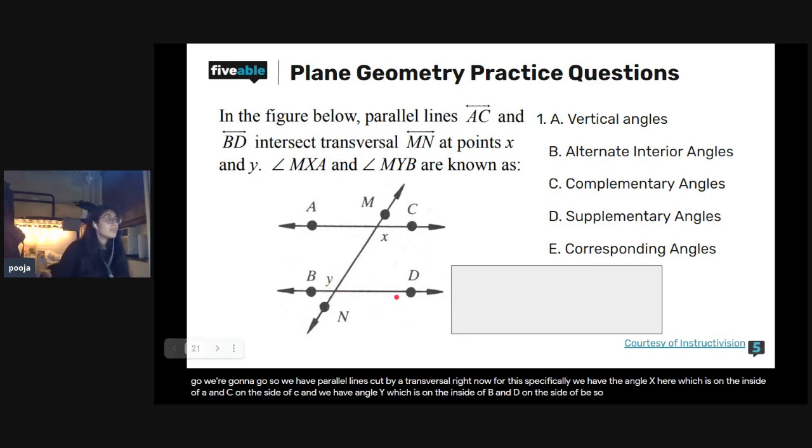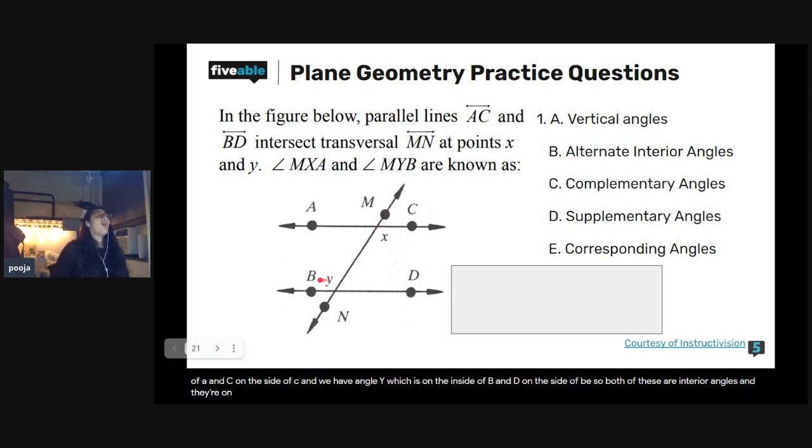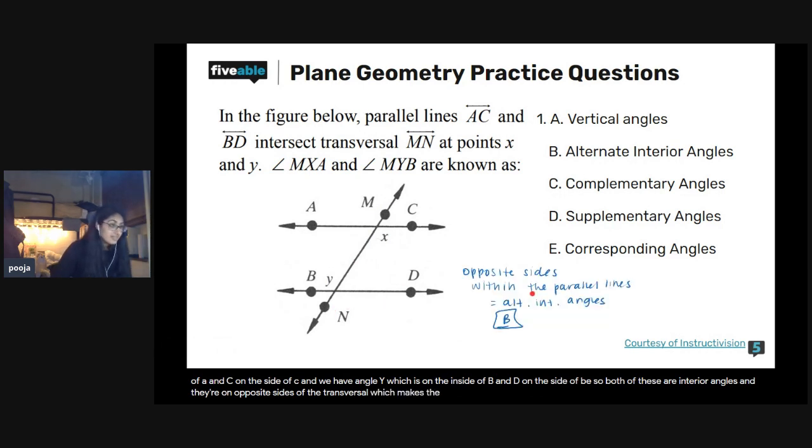So both of these are interior angles, and they're on opposite sides of the transversal, which makes the answer to this B. They are alternate interior angles. A lot of you put E for corresponding angles. Corresponding angles are a bit different.